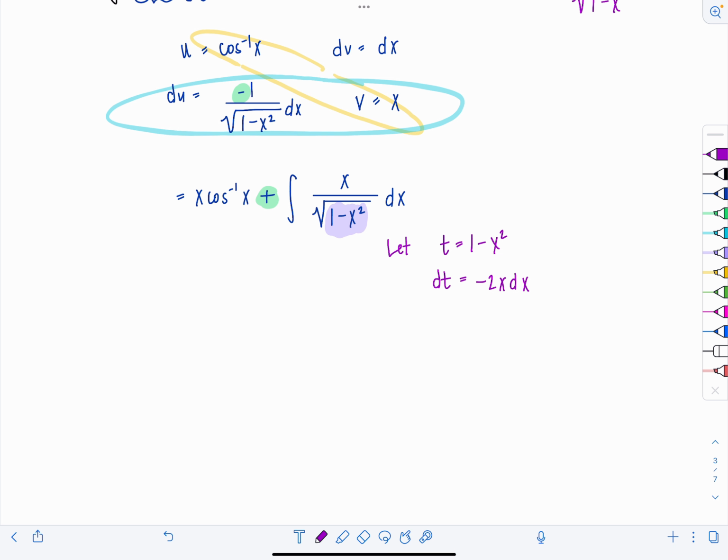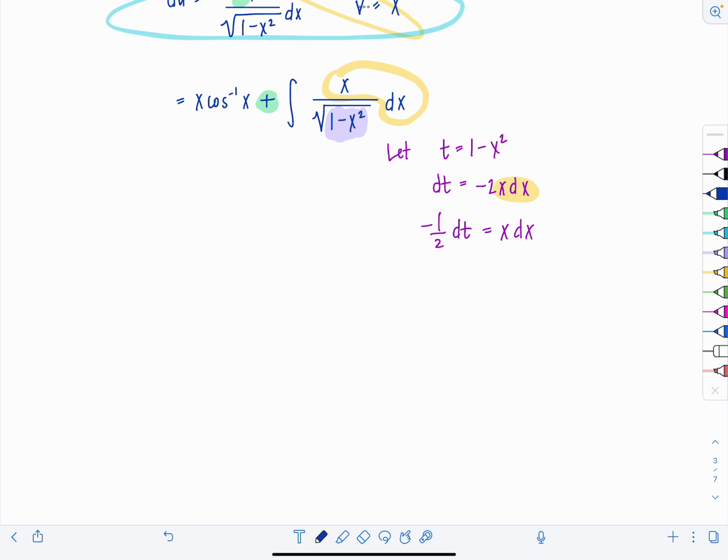And what do we have sitting here in our integral? We have an x dx. All right, so I want to isolate the x dx on the right-hand side. So negative 1/2 dt is equal to x dx. How we doing? Happy? Good. So rewriting what we have so far, x cosine inverse of x, I'm going to put this negative 1/2 outside my integral. So minus 1/2 integral. x dx is now dt over square root of t.